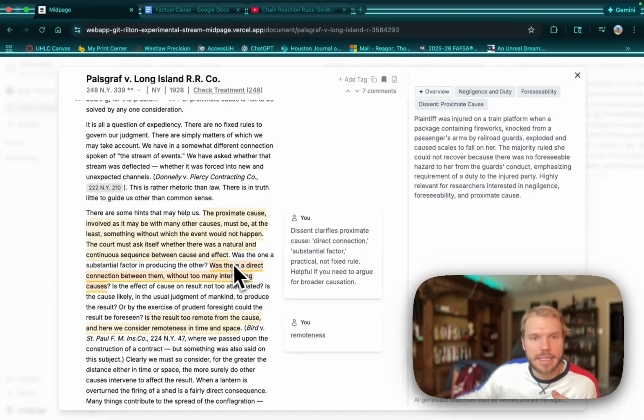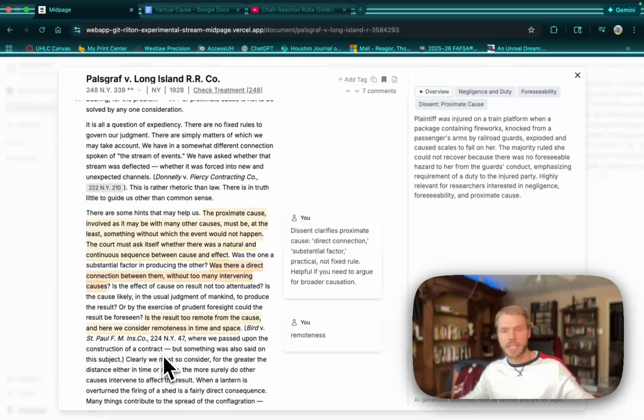So was there a direct connection between them without too many intervening causes? Is the result too remote from the cause? And here we consider remoteness in time and in space. And of course, in Ms. Palsgraf's case, the explosion happens, and almost immediately thereafter, it has the effect of causing something to fall on her. Also, within time, it is not remote in time either.